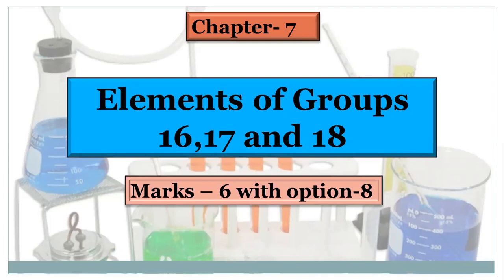This is the biggest chapter in chemistry. Actually, the aldehydes and ketones chapter was the biggest, which is already completed, with 27 pages. This is a 26-page chapter. Some of the portion is deleted, so don't worry, but the weightage will remain the same. It means 8-mark questions will be asked from this entire chapter, that is, the elements of groups 16, 17, 18.